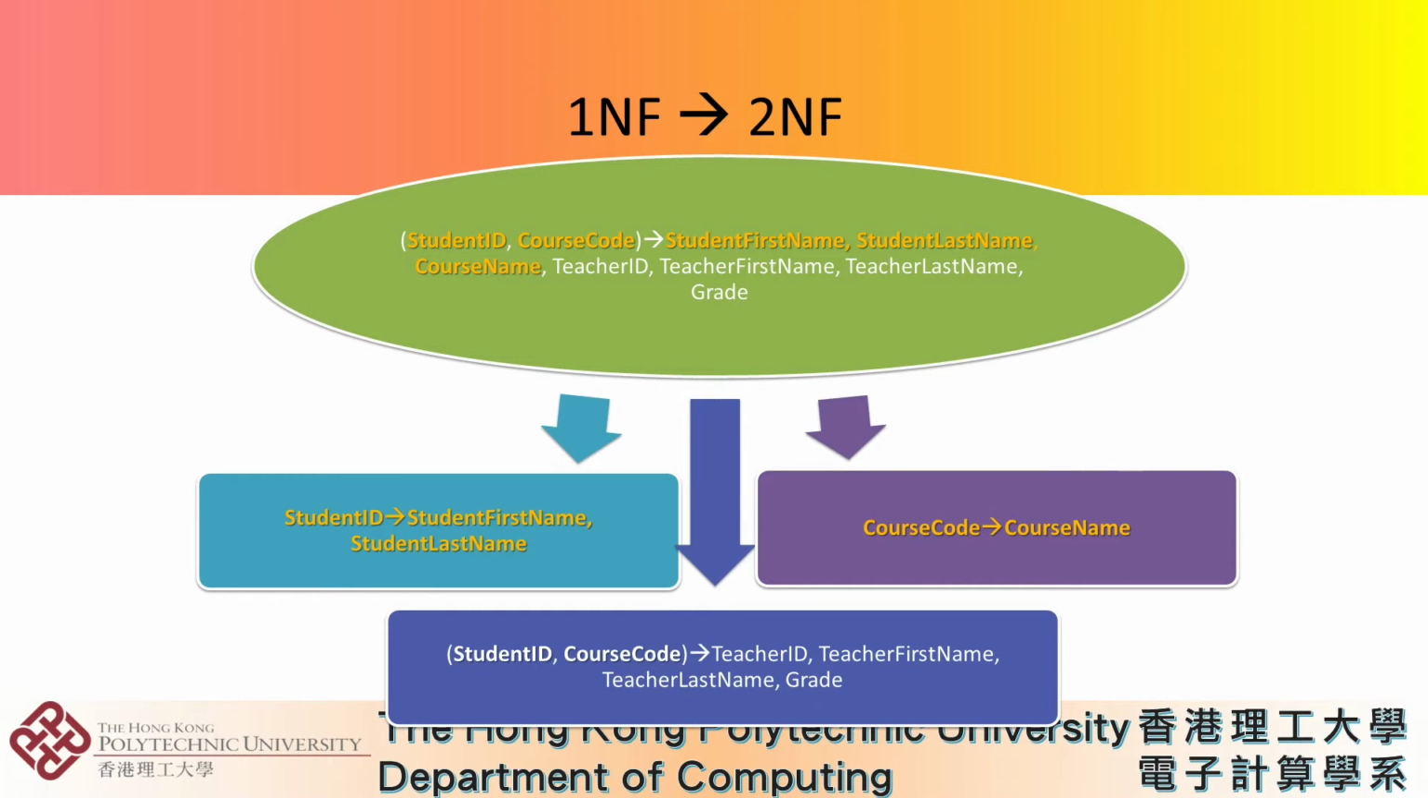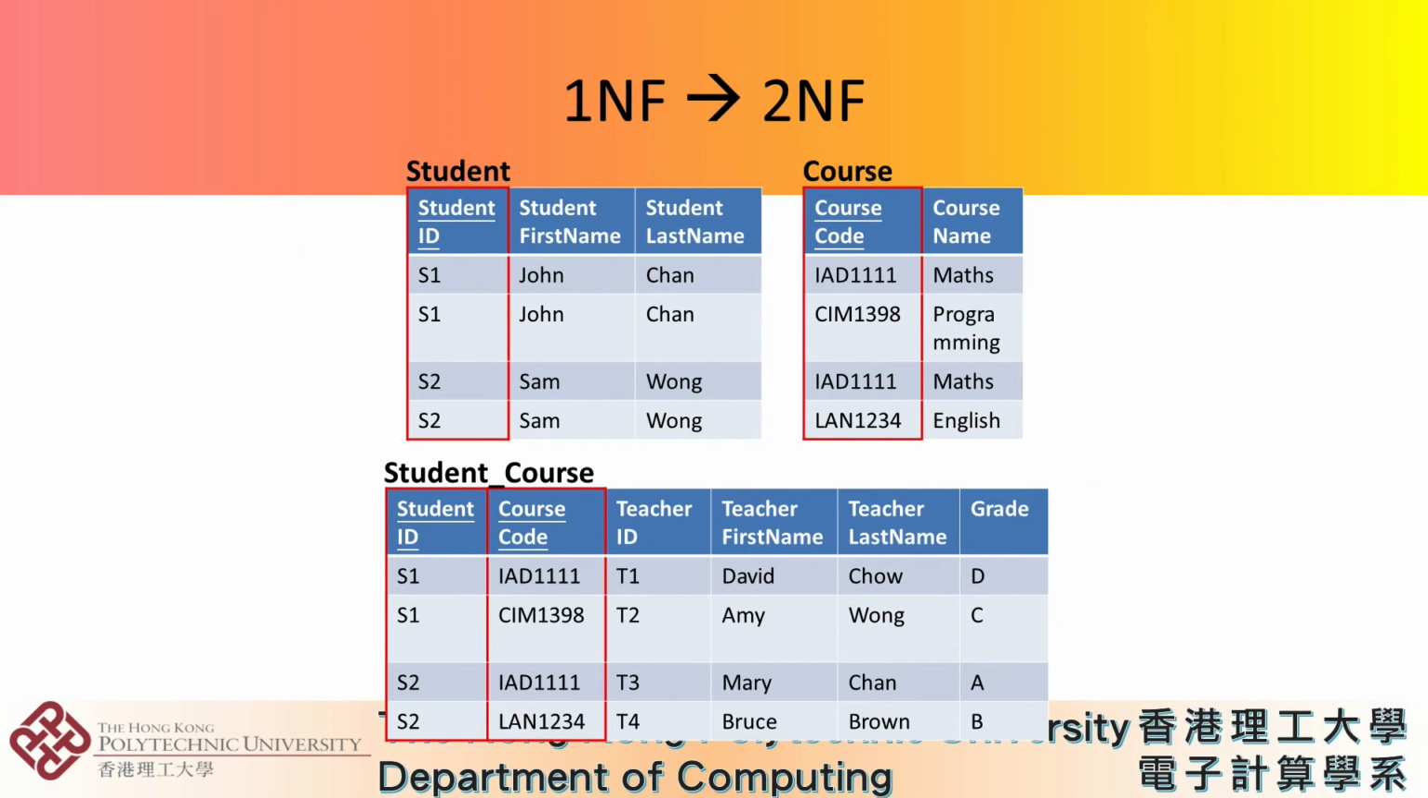In the table student, there are three full functional dependencies. Student ID fully functionally determines student first name and student last name. Course code fully functionally determines course name. Student ID and course code fully functionally determine teacher ID, teacher first name, teacher last name, and grade. Finally, the original table student is split into three different tables: student, course, and student course.